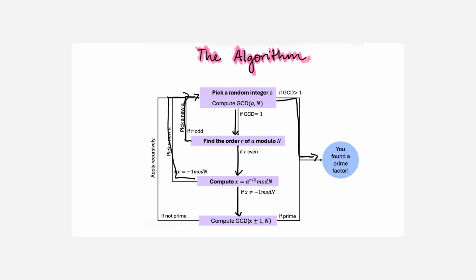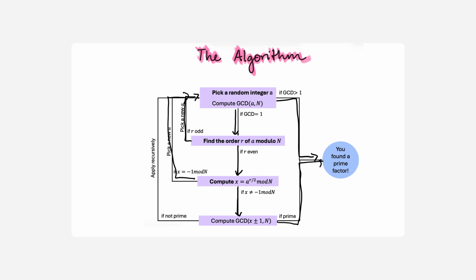a new a. So if it's not congruent to minus 1 mod n, we can then compute the GCD between x plus and minus 1 and n. And if those are prime, then we're done. We found the prime factors. If they're not prime, then we can apply this same procedure recursively until all of the factors are prime. Remember that RSA only uses products of 2 primes, so we only need to do this once for that application.